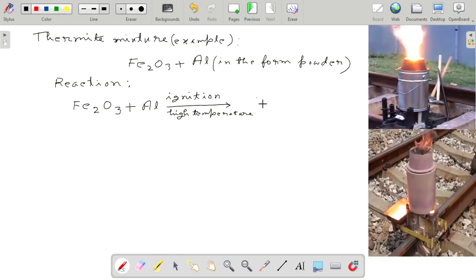Al2O3 plus Fe. If we want to balance, then this will be 2Al plus heat. Heat will be produced because this is an exothermic reaction.